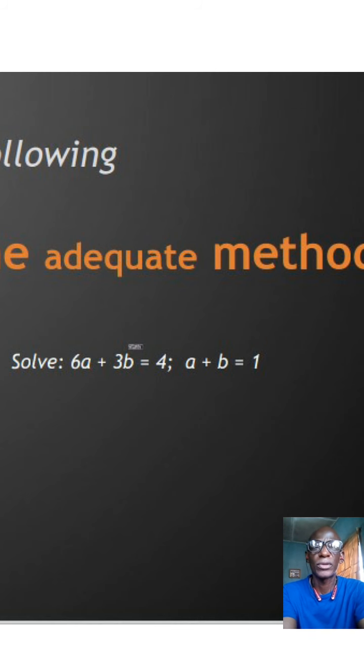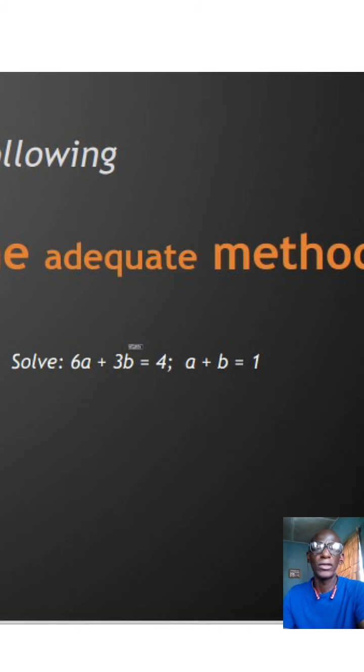For me as a person, I can decide to use substitution. Though if you still use elimination, you still arrive at the same answer. But looking at the question, it's easier to use substitution. Why? I can write my third equation in terms of a or in terms of b in equation 2, simply because both variables in equation 2 have a coefficient of 1.